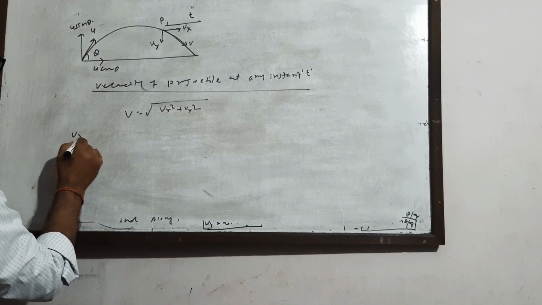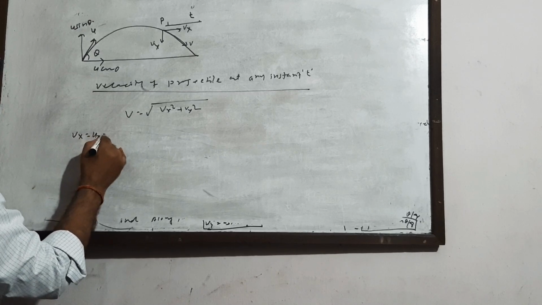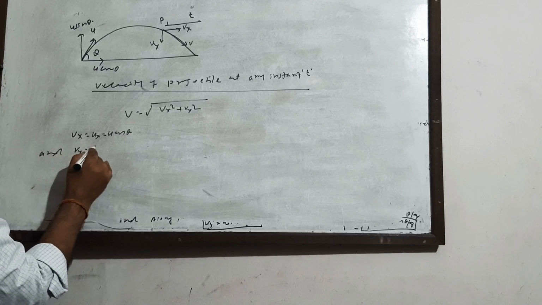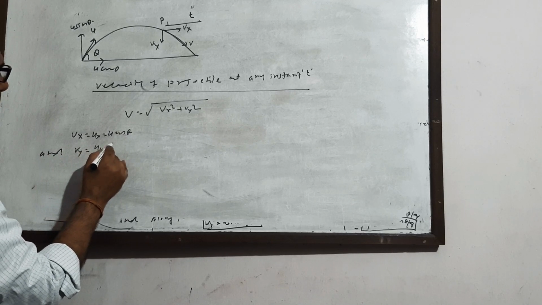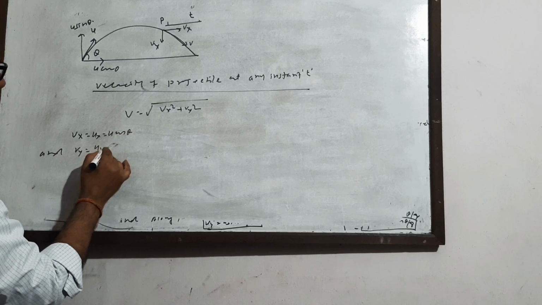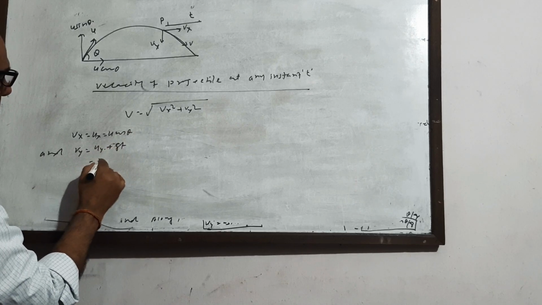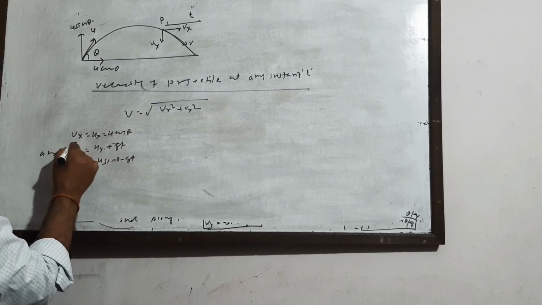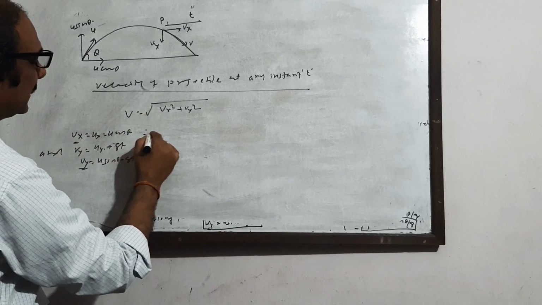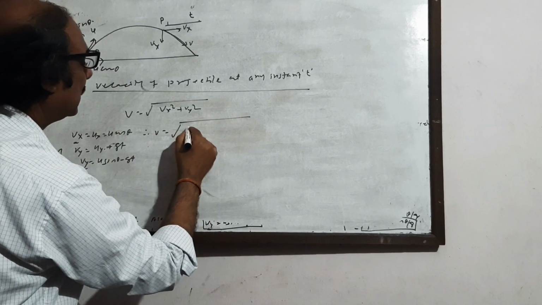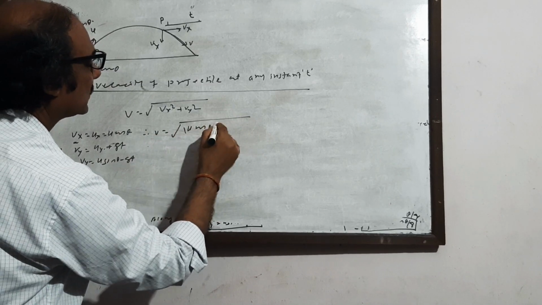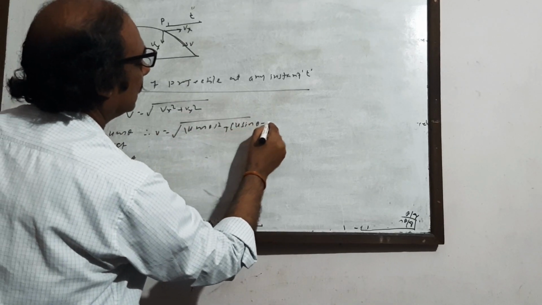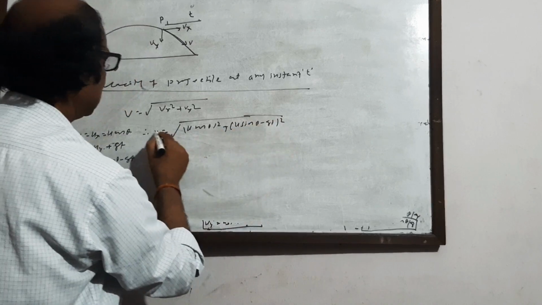It is noted that the horizontal component always remains constant, u cos theta, and for the vertical component, v is equal to u plus gt, here u sin theta minus gt. This one is vy, this one is vx, and then v equals the square root of u cos theta whole squared plus u sin theta minus gt whole squared. This is the velocity.